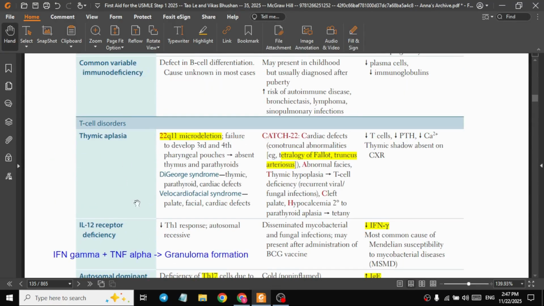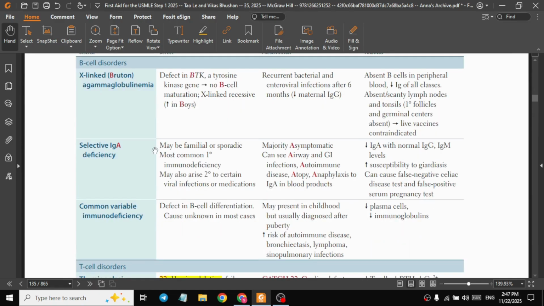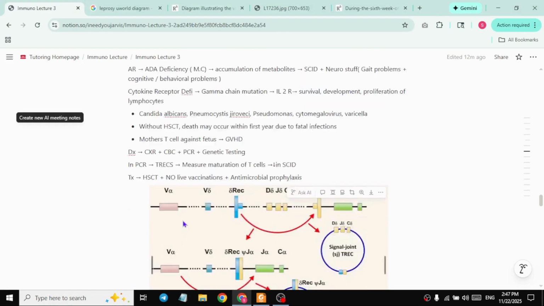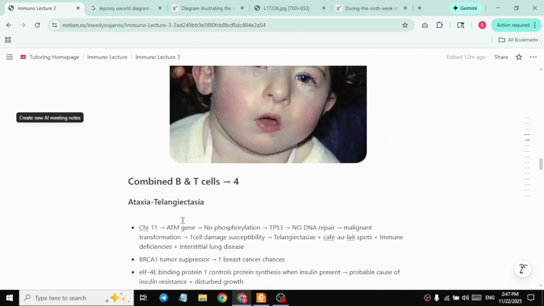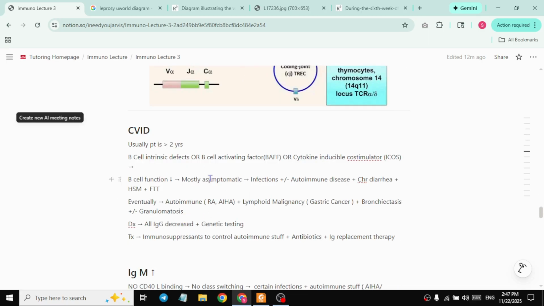All right, so now we finished all the T cell disorders. Now we're going to look at just the B cell disorders. So there's three over here: Bruton's, selective IgA, and CVID. All right, so let's look at that. We're going to go to ataxia later. Yeah, let's do CVID first.